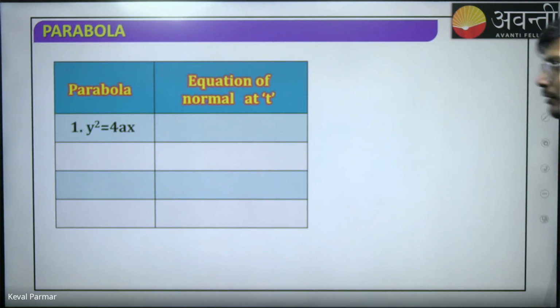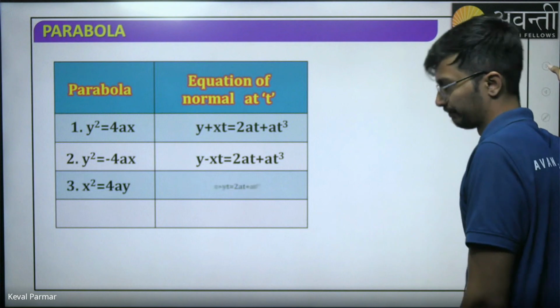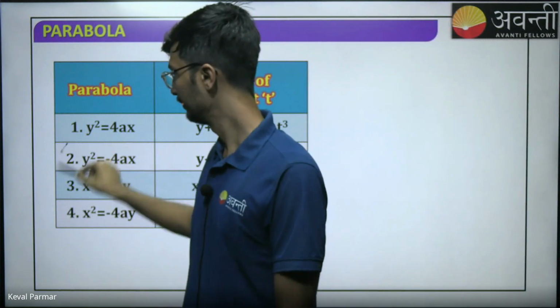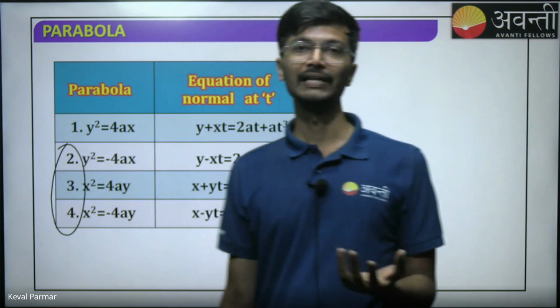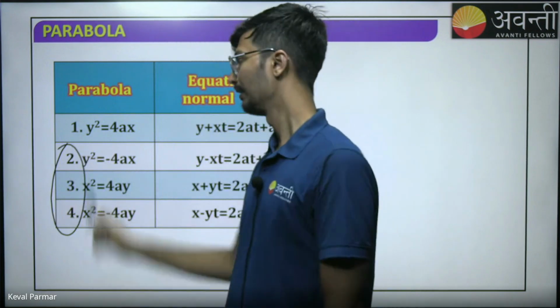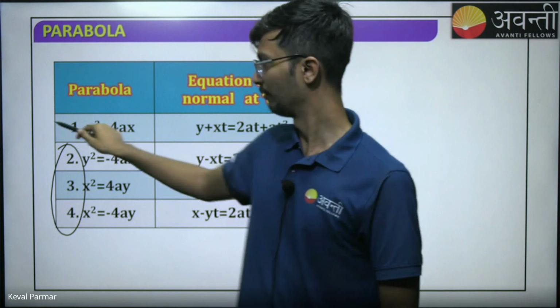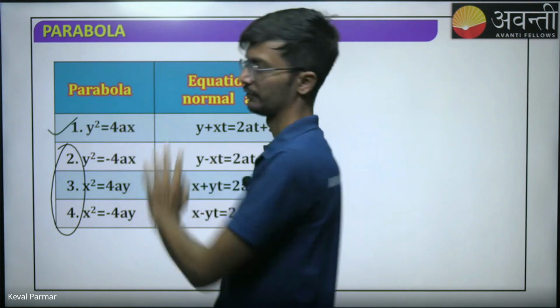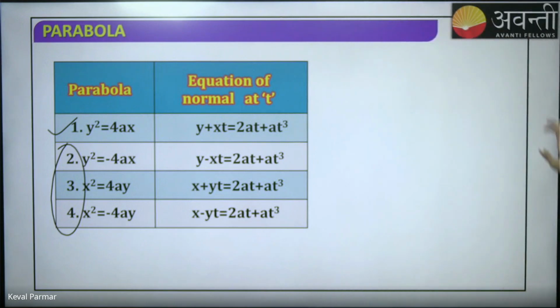So the same thing you can do for normal. We had the equations of tangent for all these. Get the slope of tangent, get the slope of normal, use slope point form, and we'll get the equation of normal. But we mainly require the first one, y square equal to 4x.